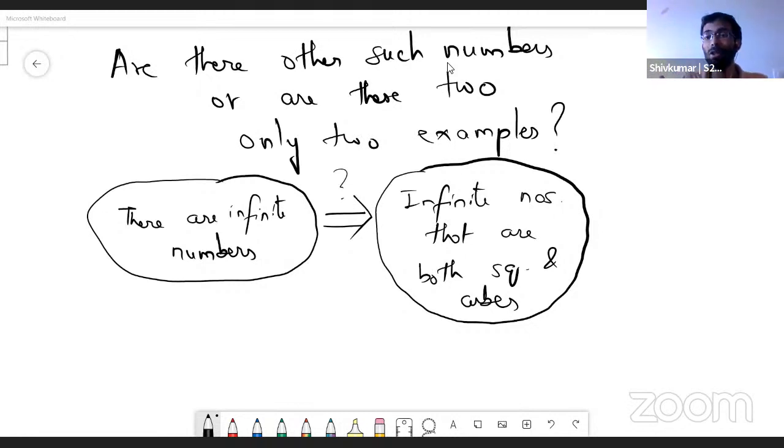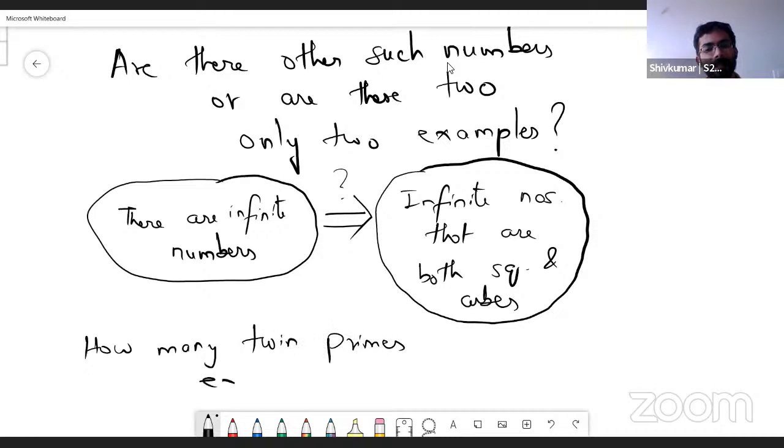And then of course the next question of twin primes. The question of twin primes again has its origin in Greek math. How many twin primes exist? People feel that there are infinite twin primes, but till now this question is unresolved. So how many twin primes exist? For over 2500 years, this question is still open.